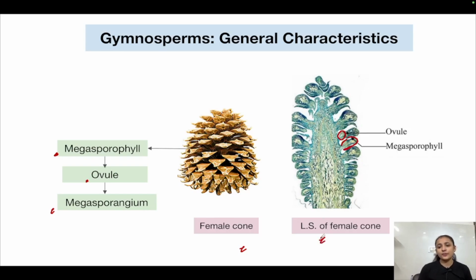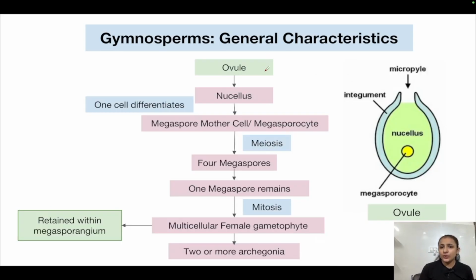So this is the LS of the female cone. Now the structure of the ovule of gymnosperms looks like this. There is an opening called the micropyle. There is an outer covering of integument. Inside the integument, this green colored region is known as the nucellus, and inside the nucellus, the megasporocyte or the megaspore mother cell is present. So integument, nucellus and this megasporocyte, these structures make up the ovule.